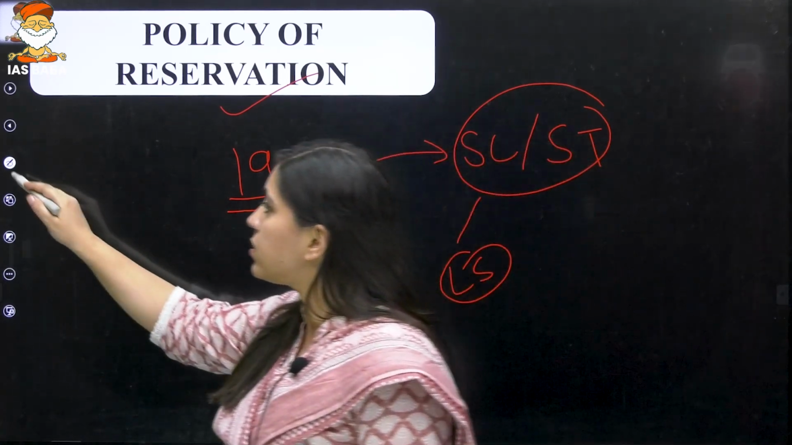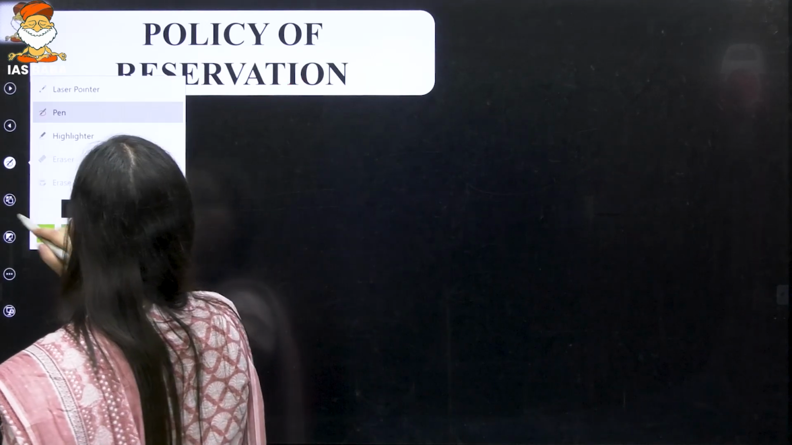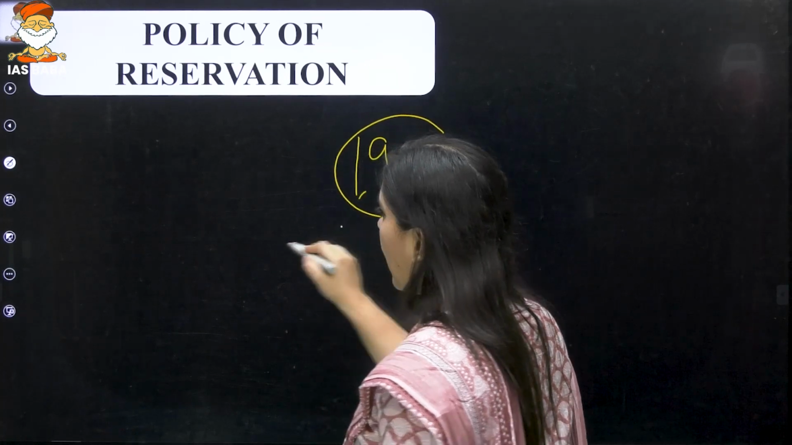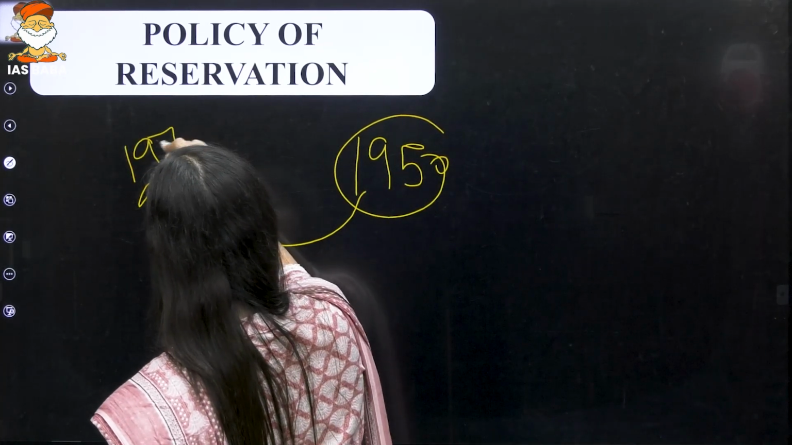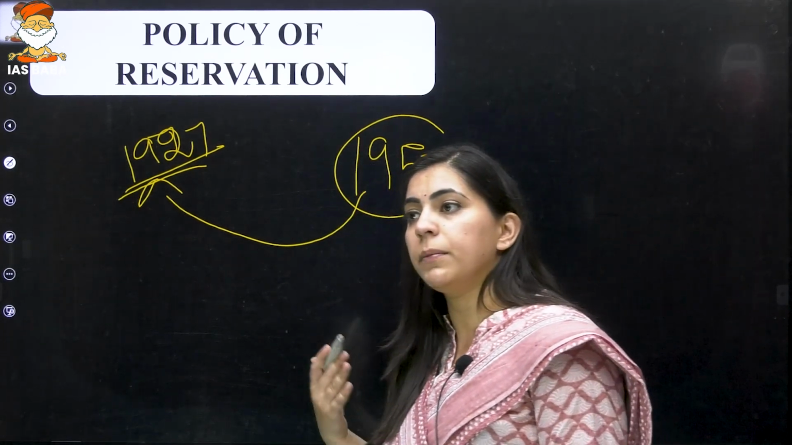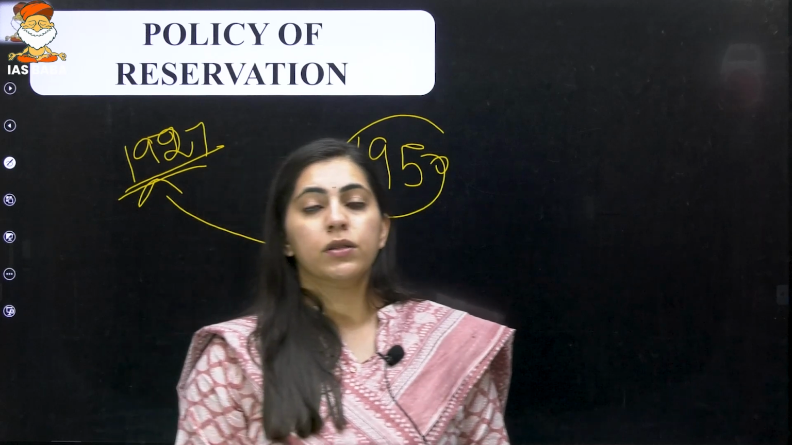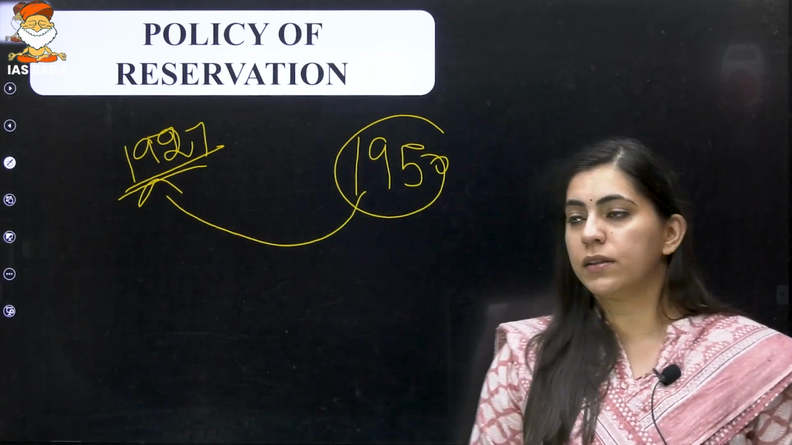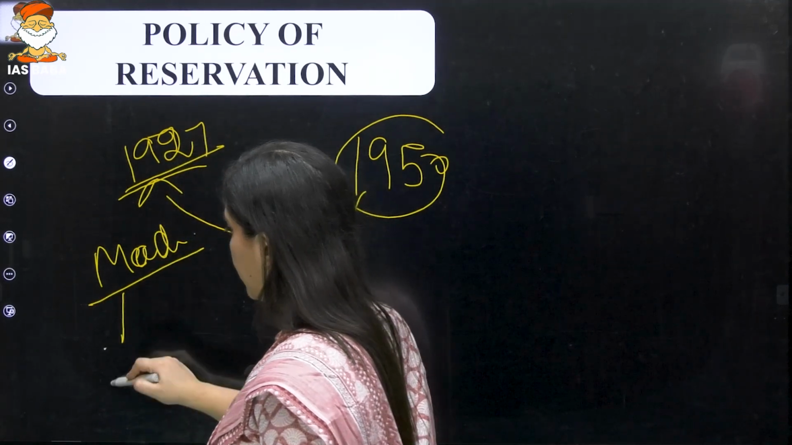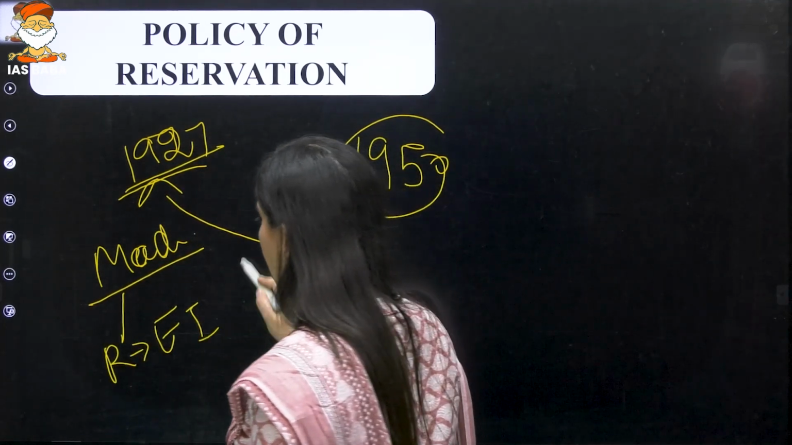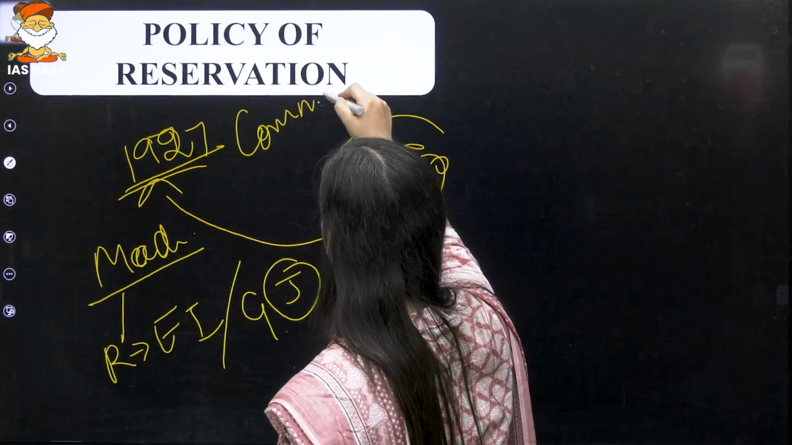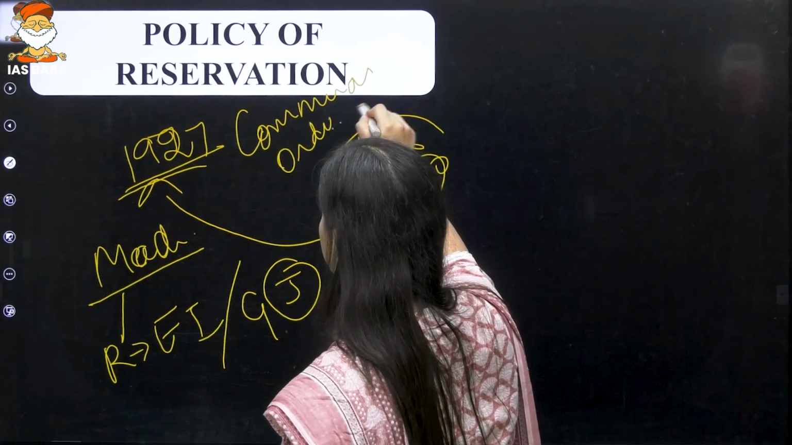So now when this talk of reservation began to come in, see, this was the enacting year, and prior to that, in 1927, there was a communal order that was published by the Madras government under British rule. That communal order was trying to give protection to certain communities in the region of Madras by providing them reservation in educational institutions and in government jobs. Why was there a communal order?